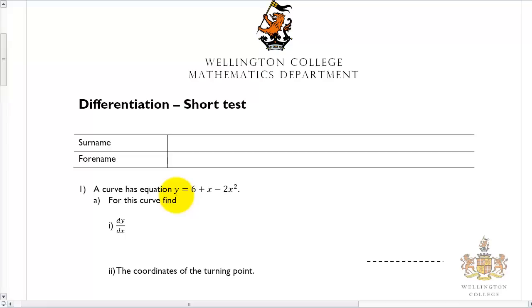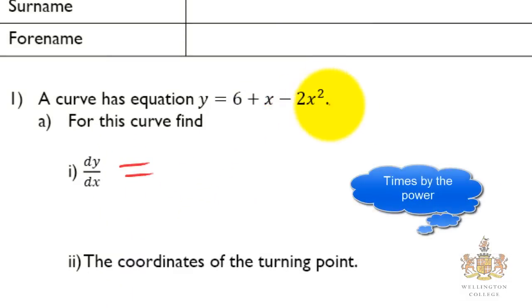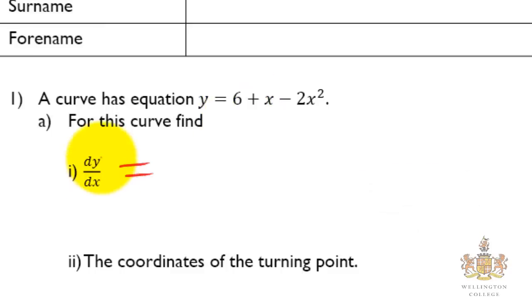Right, in this short test we're going to look at the basics of differentiation. We've got y equals 6 plus x minus 2x squared, and we want to find dy by dx. Remember, we're going to use the rule: times by the power, take 1 off the power. Now, there is no power here, so adding 6 does not affect the gradient, so that does not come into the gradient function dy by dx.